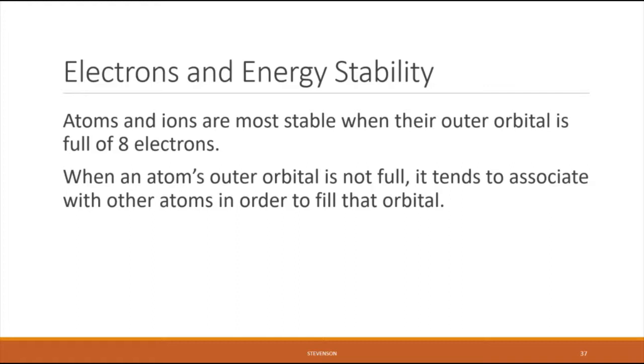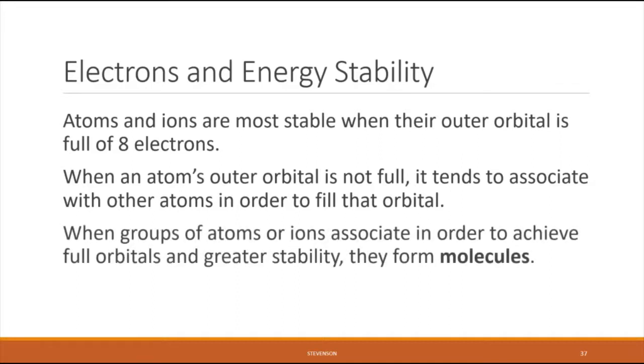When they don't have that, when their outermost orbital does not have 8 valence electrons, then what atoms will do is they will associate with other atoms in a way that allows them to fill their outermost orbital by either giving, taking, or sharing electrons with other molecules. And these associations are defined as molecules. Molecules are what result when atoms decide that they need to associate with other atoms in order to achieve greater stability by filling their outermost orbital with 8 valence electrons.